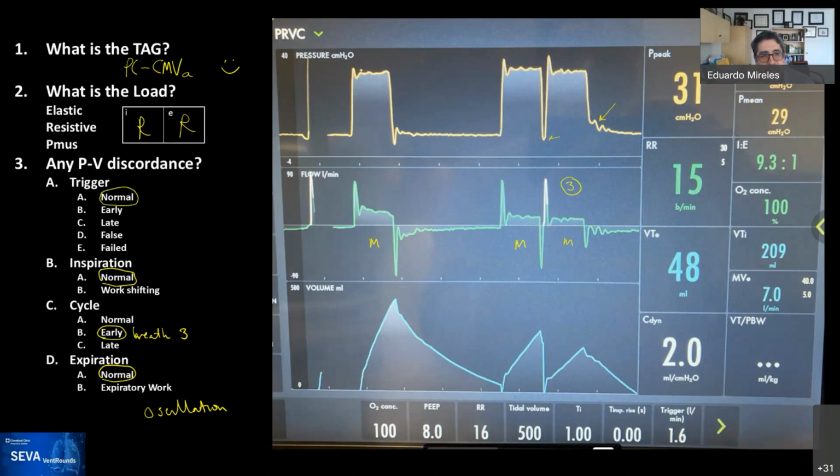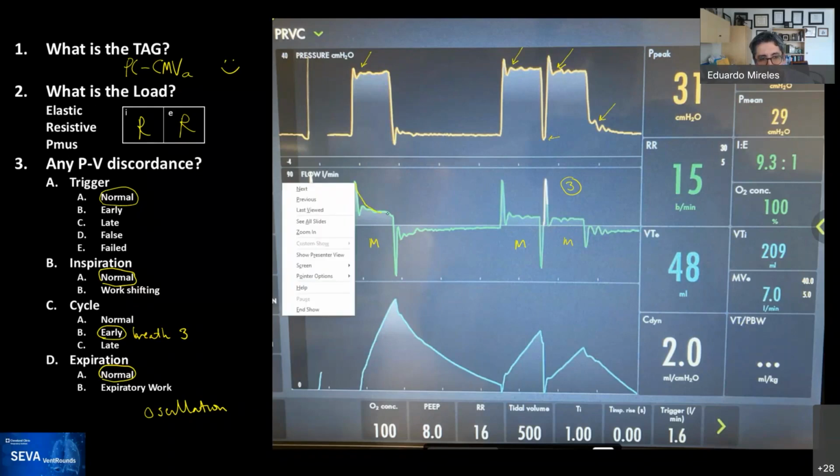So these artifacts that you're seeing here are just a manifestation of a very high resistive load, and the ventilator trying to correct, to keep the pressure at the set pressure. So in reality, if we didn't have those adjustments of the machine, this should actually look something like that.